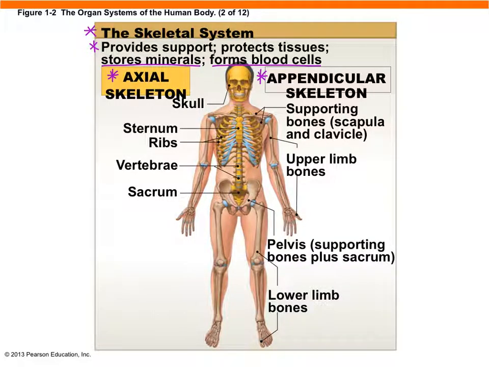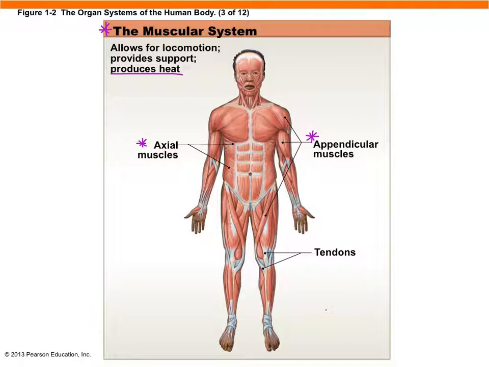The second system is the skeletal system. The major organs of the skeletal system are the bones, and its major function is to provide support and protect tissues. The muscular system allows for locomotion. That's its major function, and the major organ of the muscular system is the muscles themselves.